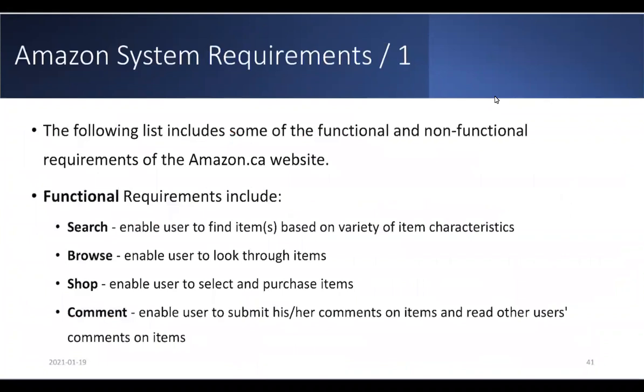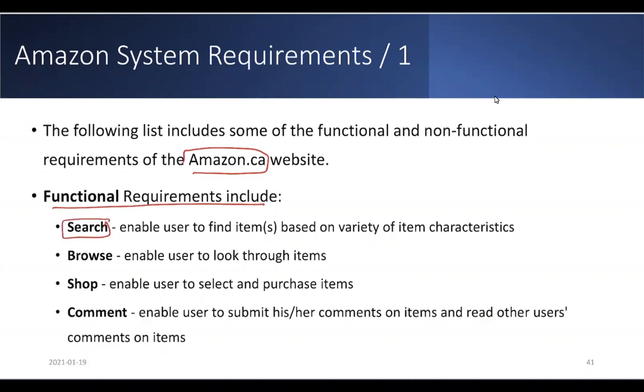Let's look at another example for Amazon system requirements, and let's try together to identify some functional and non-functional requirements, because so far we talked about different types of requirements. Let's take a real example and try to come up with the identification of both the functional and non-functional requirements. If you go and visit amazon.ca, you will see some functional requirements that would include a search option.